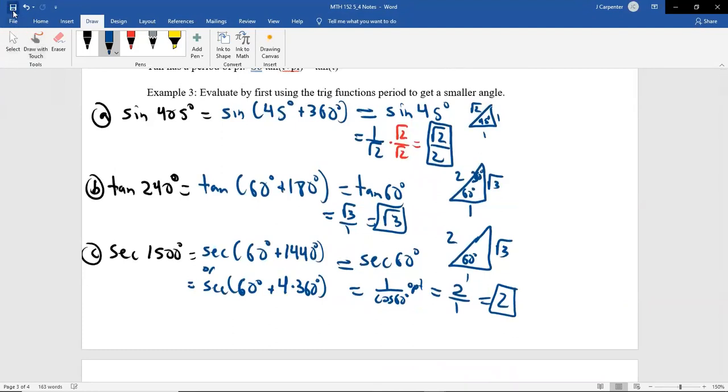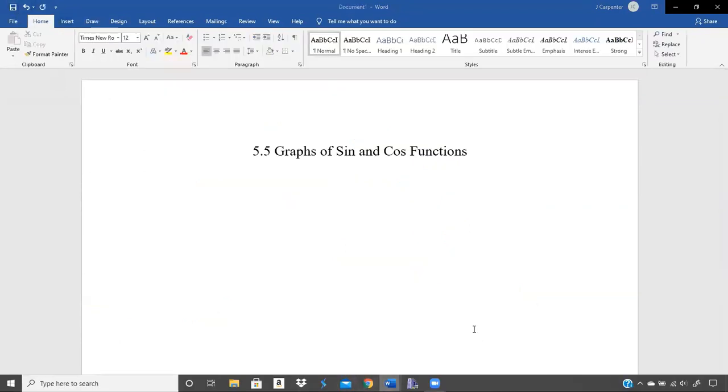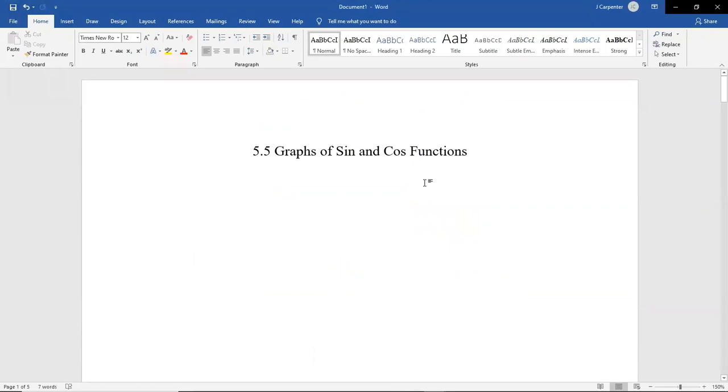All right, that is 5.4. So we finished that today, which means it will be due on the 23rd. 5.4 homework due 9/23. Make sure you note that. If I don't have that set up in my math lab already, I will set that up after class. And that'll take us into 5.5, graphs of sine and cosine functions.